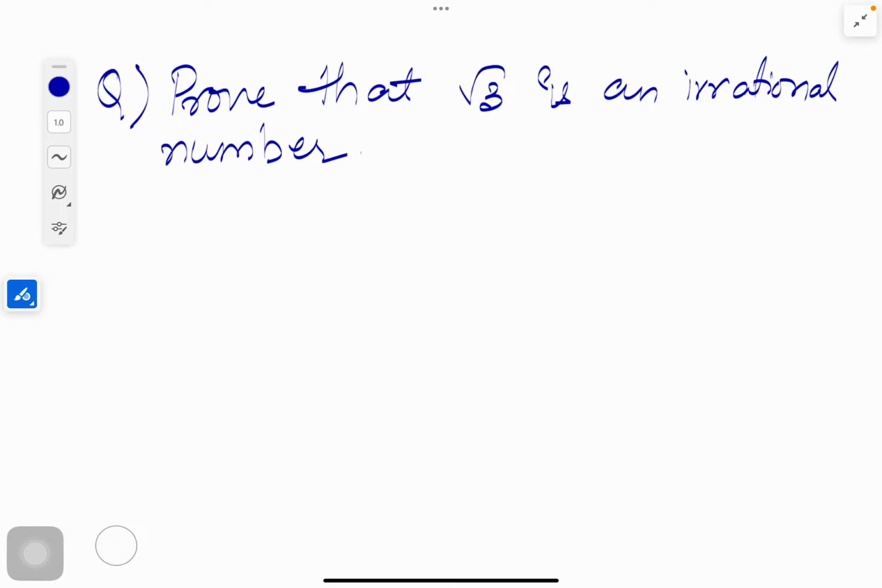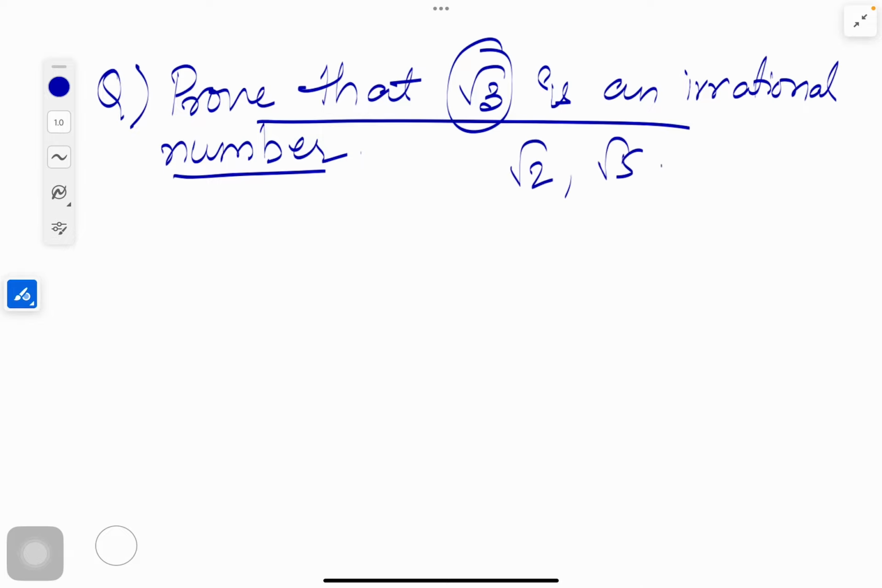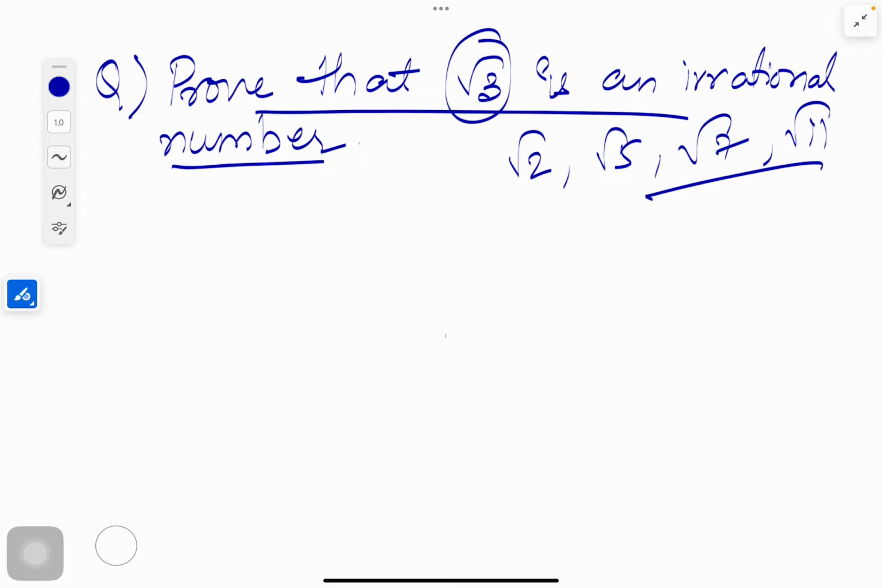This is from class 10, real numbers. Very important question. Prove that root 3 is an irrational number. Instead of root 3, they can give you some other irrational numbers like root 5, root 7, root 11, anything. But the process is the same, the steps are the same. Just replace the numbers, radicands, okay? It's very easy. If you understand few steps, you can easily get full marks.